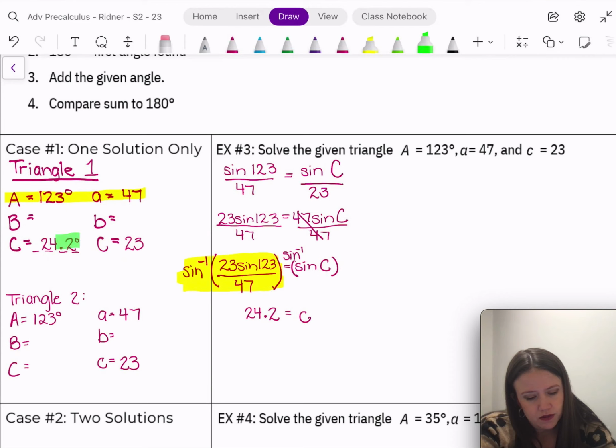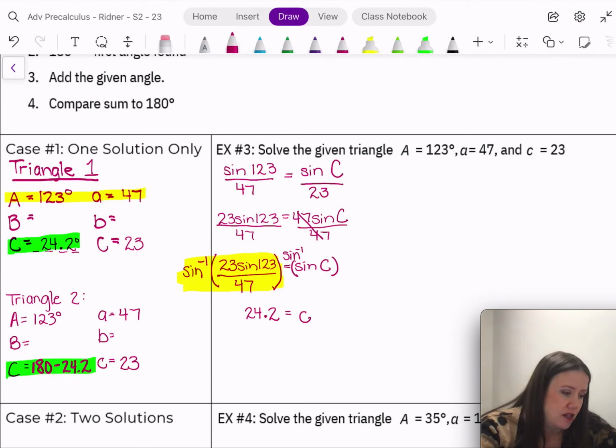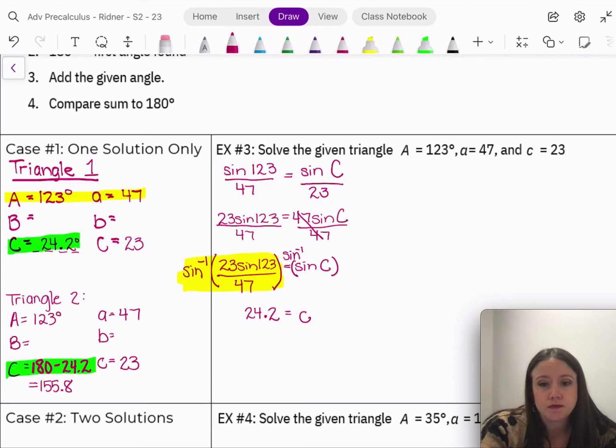So in this case, we solved for angle C. We're going to do 180 minus whatever that answer was. So in this case, 180 minus 24.2, to get a new C of 155.8.